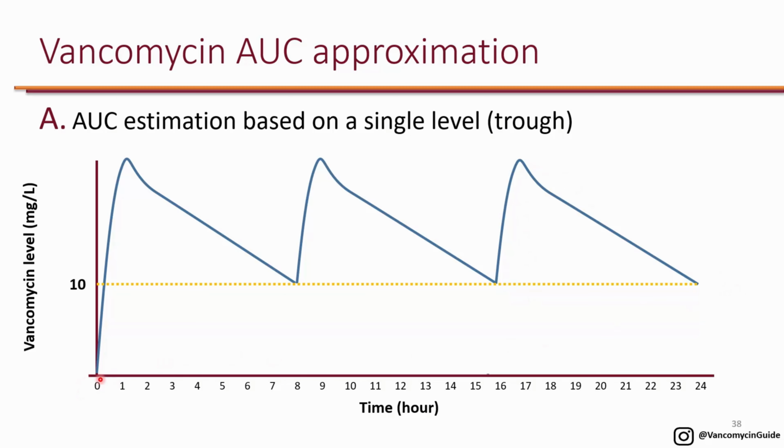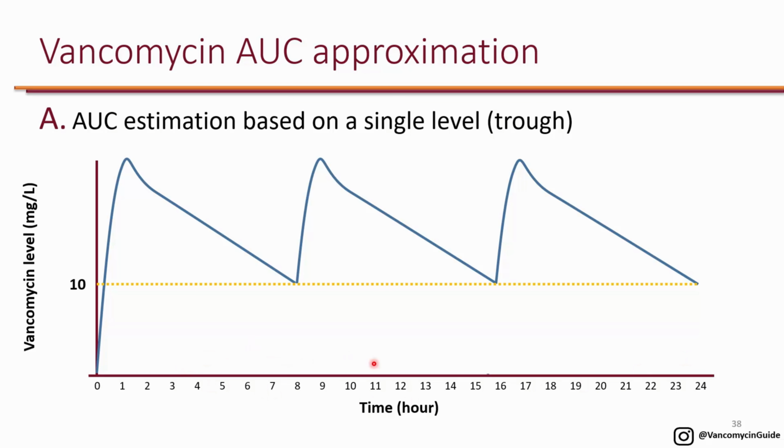So on the horizontal axis, you have time. So it goes from time 0 to time 24. And on the vertical axis, we have vancomycin concentration in the blood. If you give this vancomycin dose 3 times a day, or Q8, you get a peak 3 times. And the area under all of this would be considered the AUC for a 24-hour period.